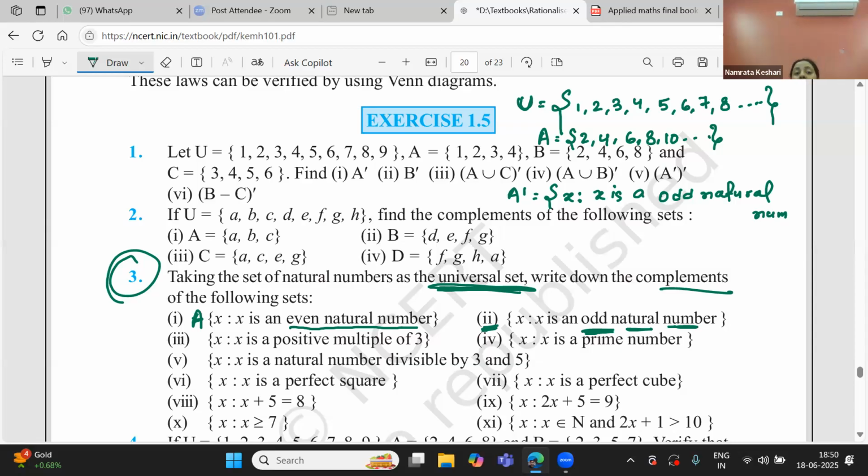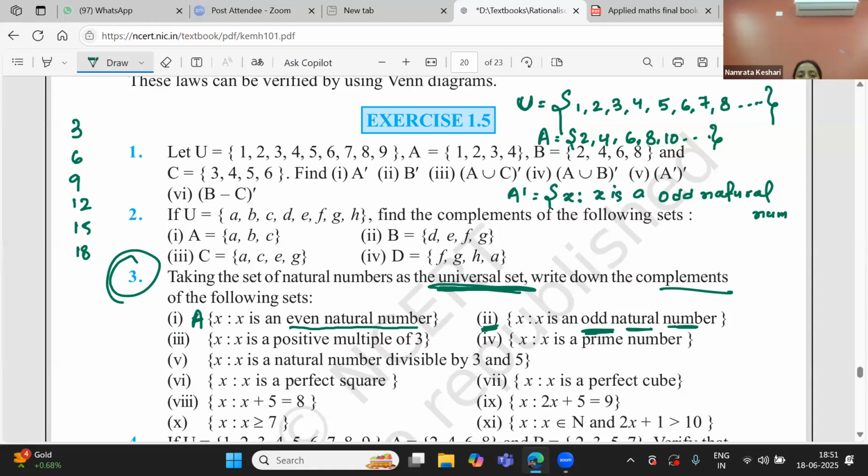You already know. Number 3, part 3 over here: set of all x such that x is a positive multiple of 3. Multiple of 3 means 3, 2 times 3 is 6, 3 times 3 is 9, 4 times 3 is 12. Actually, these are the multiples: 3, 6, 9, 12, 15, 18. These are the multiples of 3.